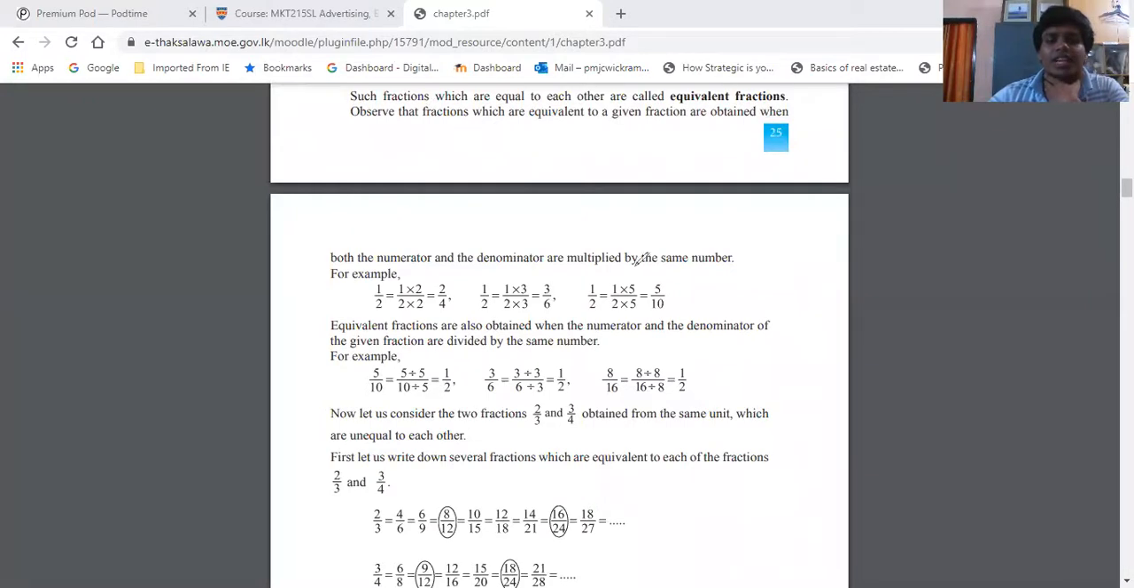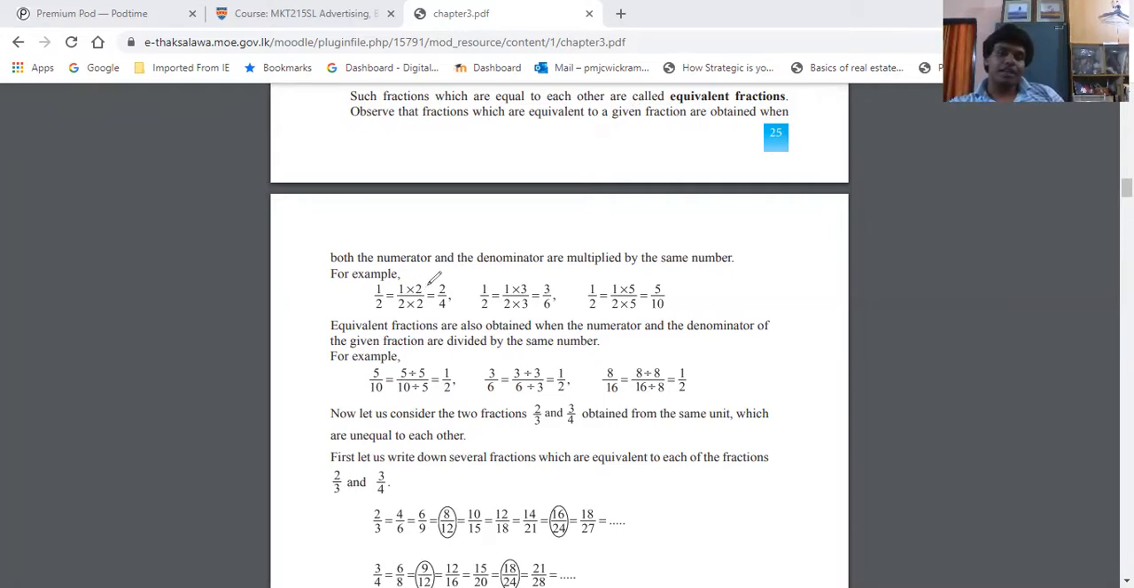So both the numerator and the denominator are multiplied by the same number. For example, this is if you want to find the fractions which are equivalent to a given fraction. So what did I say? The 2/4 was equal to half. How did that become?